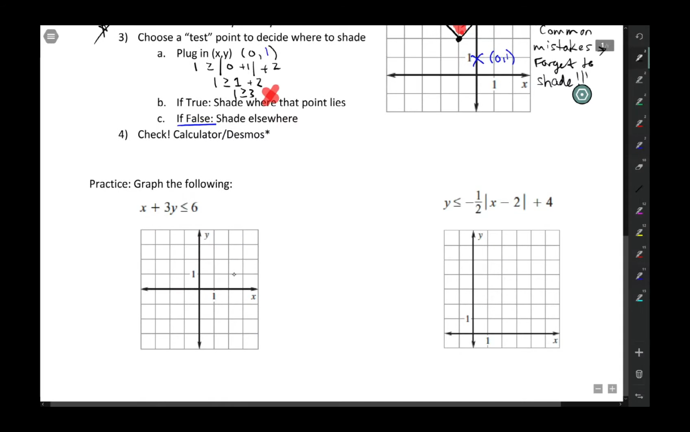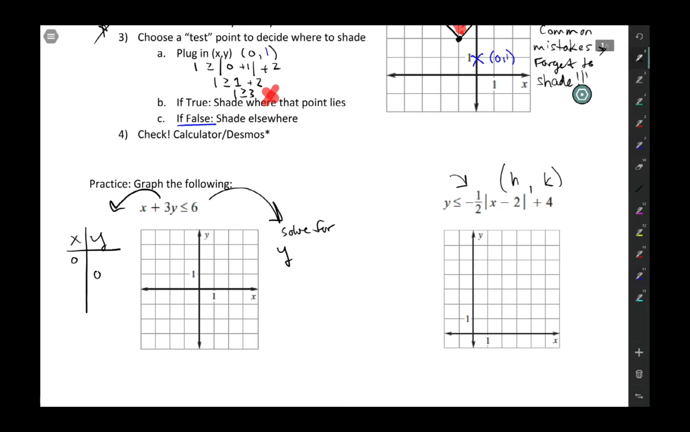This one here, you can use either the x, y method with 0, 0, since we're in standard form, or you can always solve for y, and this will give you good practice with the absolute values. Recall what it's going to be, and then h and k, of course, is your vertex. Alright, 8 minutes for that one. Shouldn't take you too long, and good luck, and we'll see you in class.